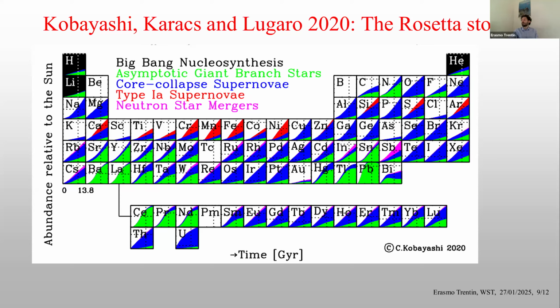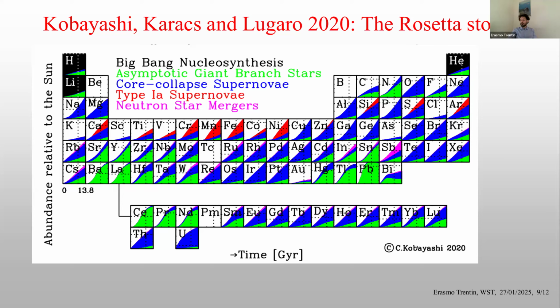You start from the Big Bang nucleosynthesis, so hydrogen, helium, and lithium. And then you have several contributions. As I said, the AGB stars, the asymptotic giant branch stars, are in green. The core collapse supernovae are in blue, and they collect also all the other processes that I described: hypernovae, neutrino-driven winds, magnetorotational supernovae, and so on. Type Ia supernovae are famous to contribute to the iron peak elements, so from titanium more or less to nickel. And then the neutron star mergers, that also include the black hole mergers.